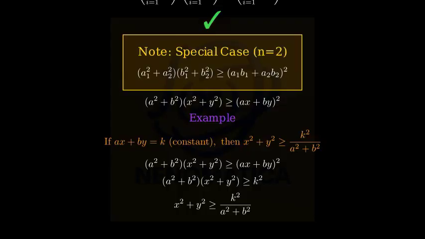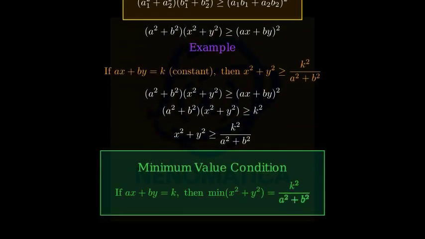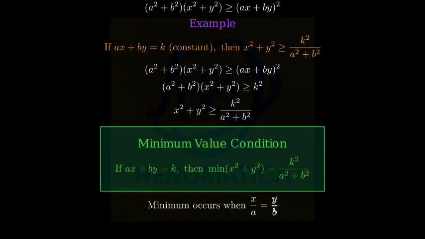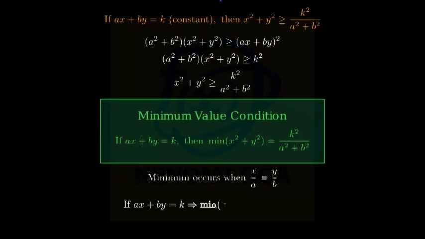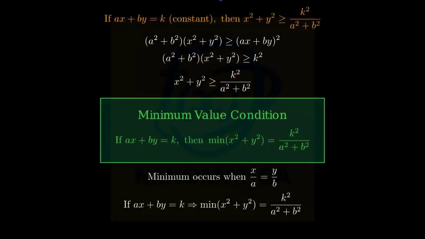An important observation here is that if ax plus by equals k, then the minimum value of x squared plus y squared is k squared divided by a squared plus b squared. This minimum is achieved when the ratio of x to y is the same as the ratio of a to b. We can also write this as a conditional statement. If ax plus by equals k, then the minimum value of x squared plus y squared equals k squared divided by a squared plus b squared.